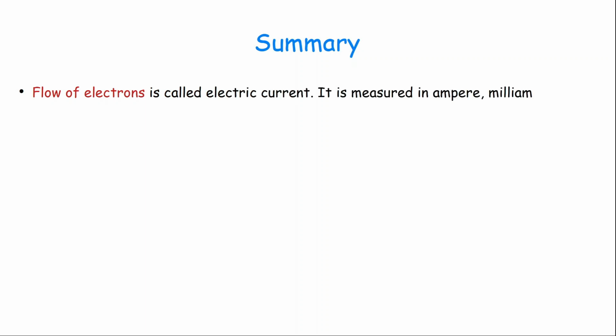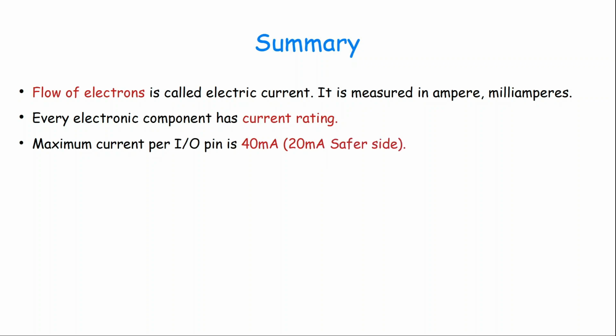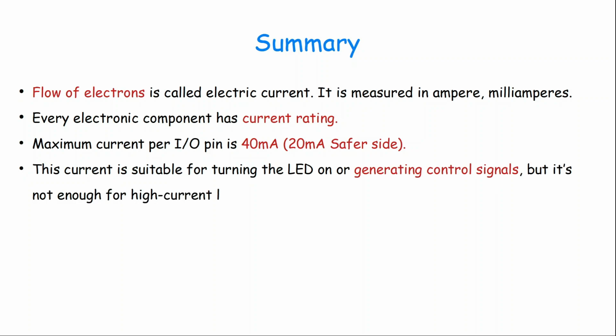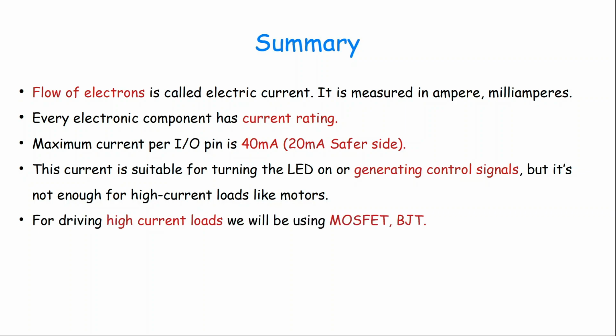So in summary, the flow of electrons is called electric current. It is measured in ampere or milliampere. While making projects, we will mostly be dealing with milliamperes of current. Every electronic component has a current rating, and we should not provide more current than the current rating. The maximum current per IO pin is 40 milliamperes. This current is suitable for turning an LED on or generating a control signal, but it's not enough for high current loads like motors. For driving high current loads like a motor, we will be using a MOSFET or BJT. That's another topic which we will cover in a future video.